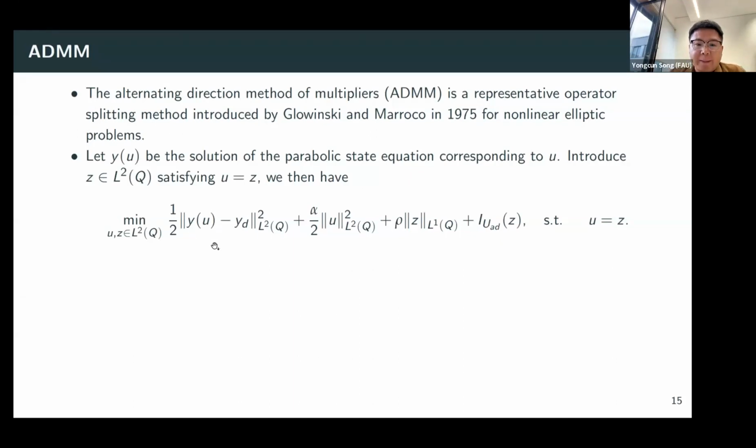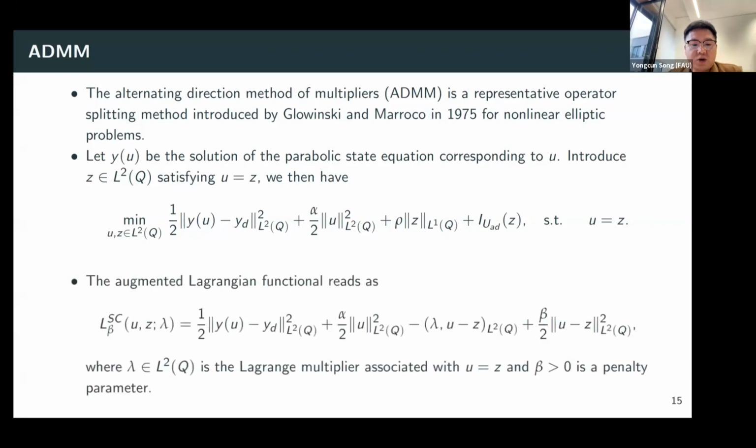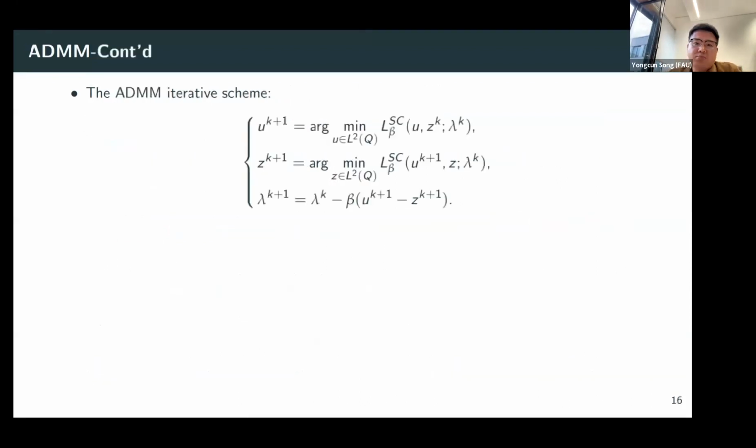In this way, the smooth part and the non-smooth part can be treated separately, and they are connected by this simple linear constraint. Then we introduce the augmented Lagrangian functional of this optimization problem, which is in this form. Here lambda is a Lagrange multiplier, and beta is a penalty parameter. Then the ADMM iterative scheme is in this form.